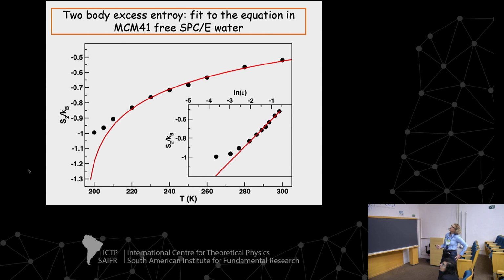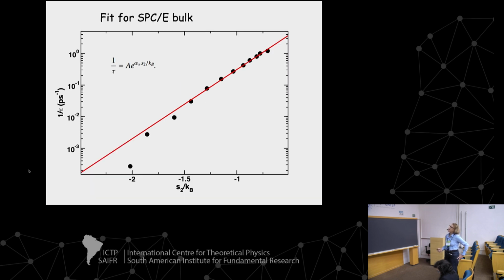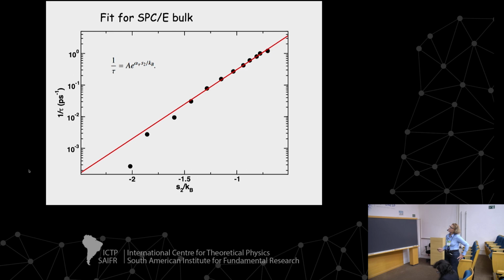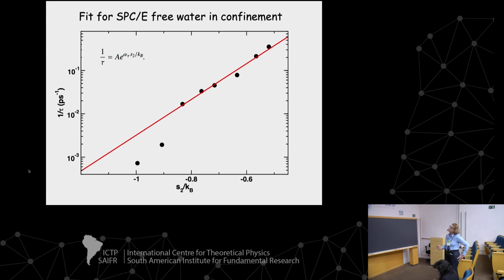So if we make the fit to the equation in MCM41, we see a deviation when we have a fragile to strong transition. Okay? So you see the fit to this equation related to diffusion has a deviation when we have hopping. And this is for SPC bulk, and this is for SPC free water in confinement, where we have the same result.